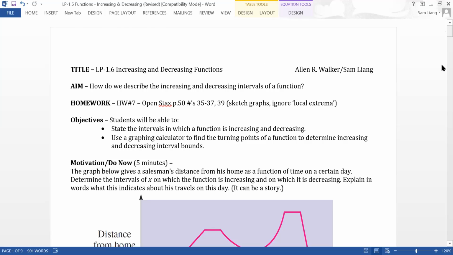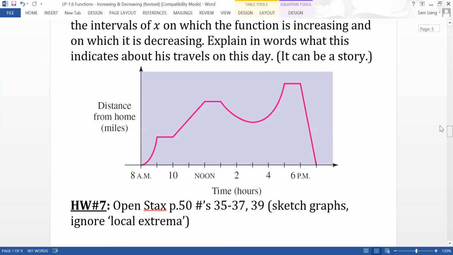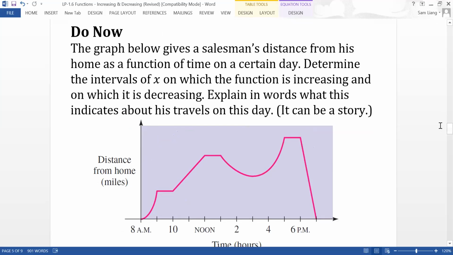So this one is another graph. All right, so here it is. The graph below gives a salesman's distance from his home as a function of time on a certain day. Determine the intervals of x on which the function is increasing and on which it is decreasing. Explain in words what this indicates about his travels on this day. It can be a story. I'm going to have you all share what your explanation was, but for now, I'm going to jump to the solution.